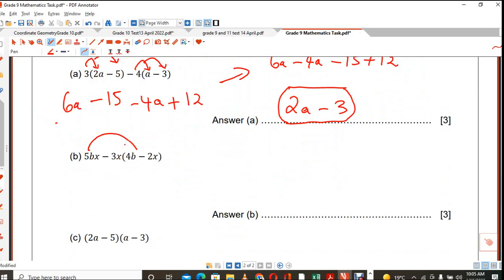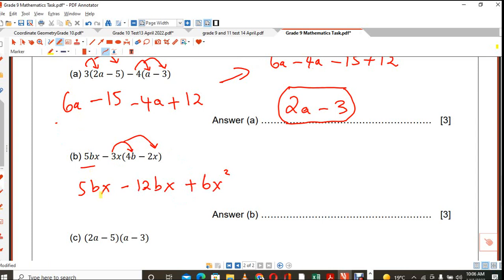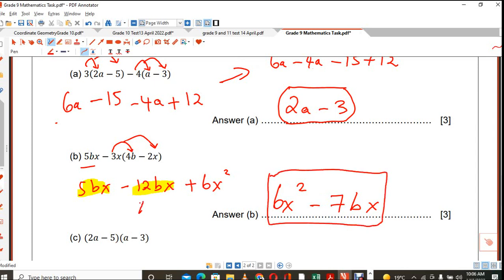That times that. No. How many terms does this expression consist of? It's 2 terms. So you need to do multiplication first. So you write 5bx, then you have minus 12bx, and the negatives give you a positive 6x squared. The like terms are only the 5bx and this one. They are the like terms, which means when you write it down, you'll get 6x squared minus 7bx. The minus 7 comes from subtracting the coefficients, minus 12 and positive 5. 5 minus 12 is minus 7.